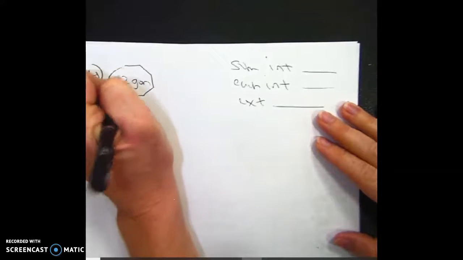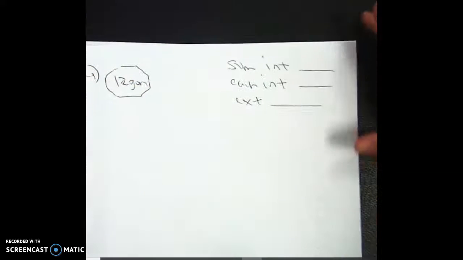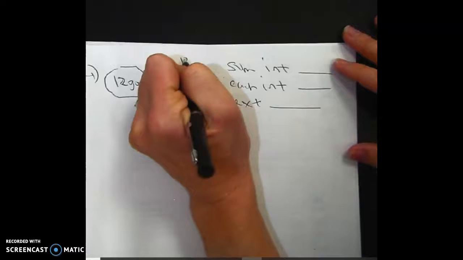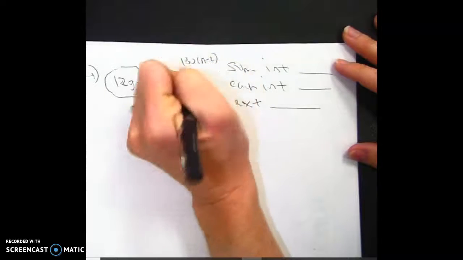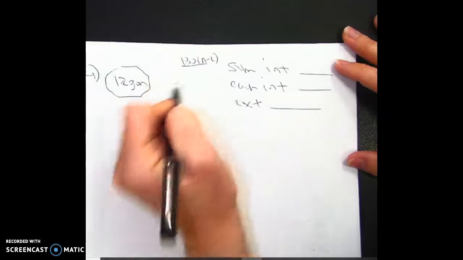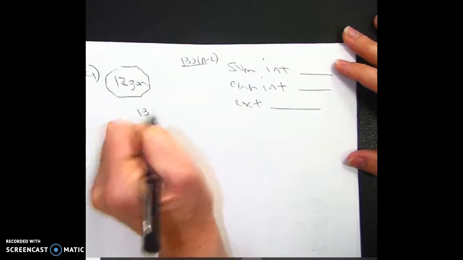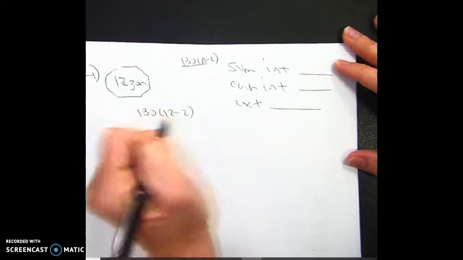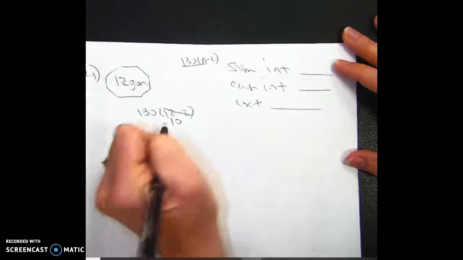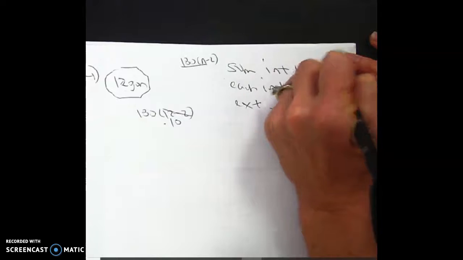Let's say it's a 12-agon, okay? I'm just making it up. All right? So the sum of the interior is 180 times n minus 2, okay? So I'm going to go 180 times 12 minus 2, which is 10, times 180 is 1800, okay?